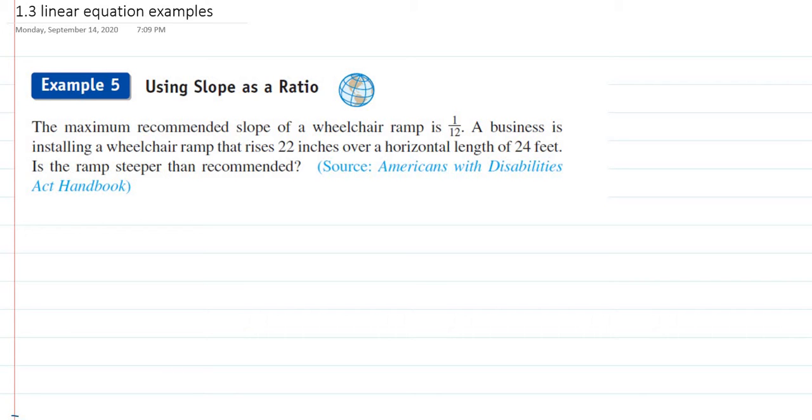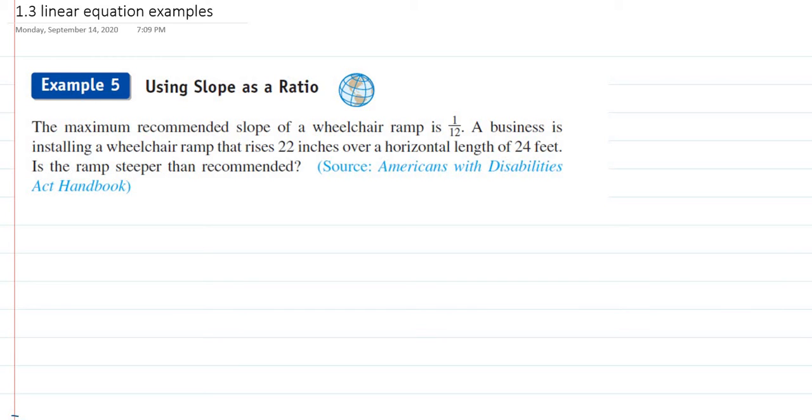In this video, I'm going to work through a few examples about linear equations. So first, the maximum recommended slope of a wheelchair ramp is 1/12. A business is installing a wheelchair ramp that rises 22 inches over a horizontal length of 24 feet. Is the ramp steeper than recommended?